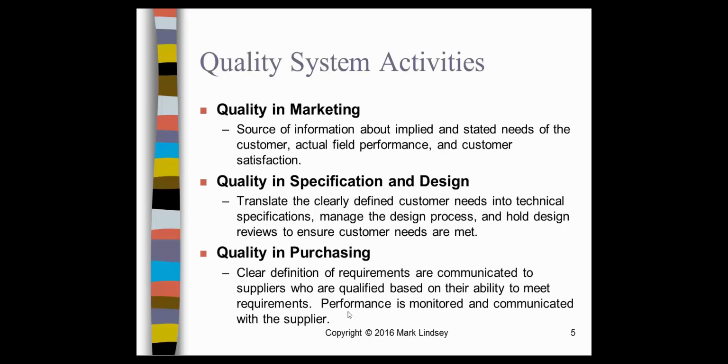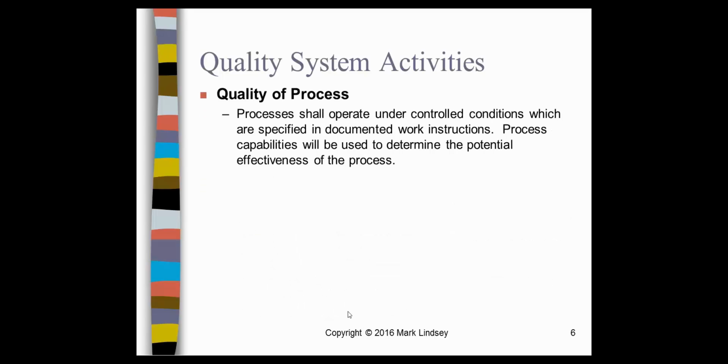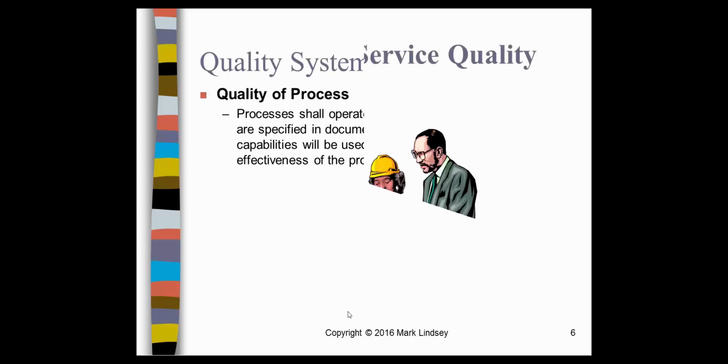Quality and purchasing. You have to define the requirements and communicate them to your suppliers. Suppliers need to be qualified based on their ability to meet those requirements, and their performance is monitored and communicated to the supplier. And you have your quality of process.